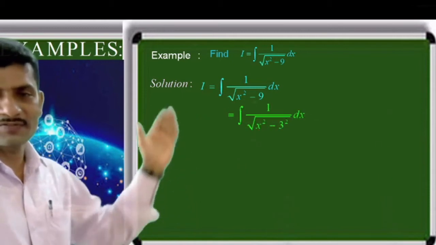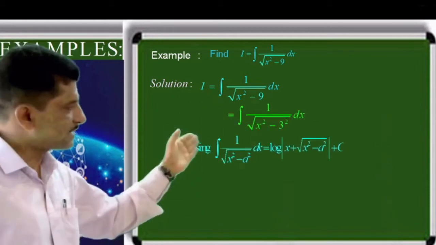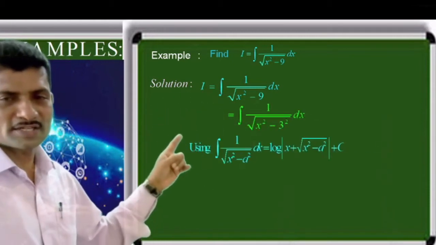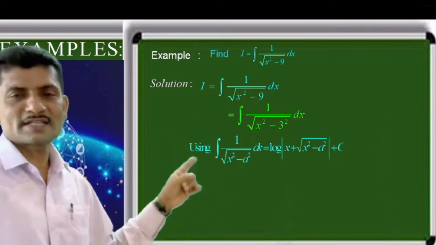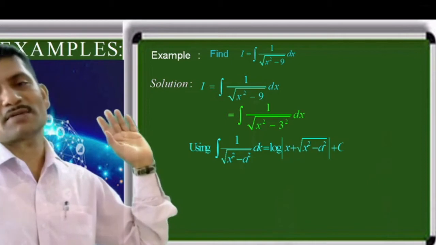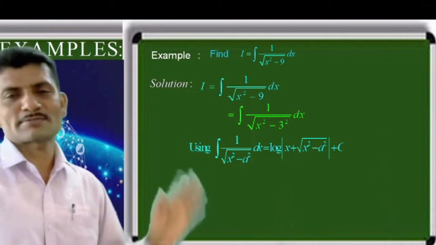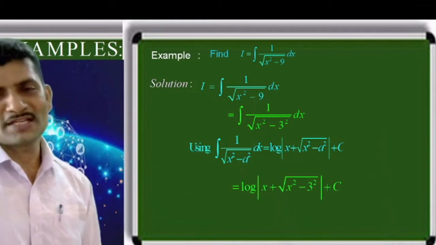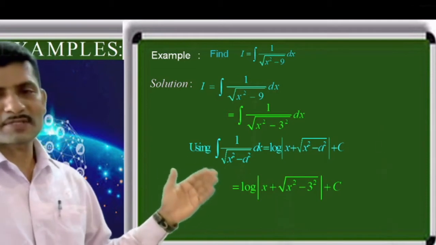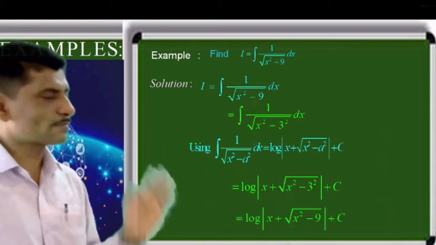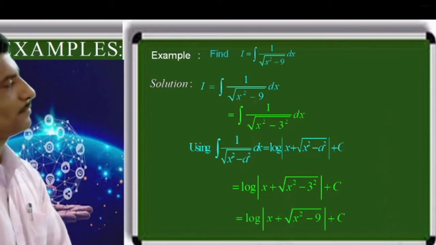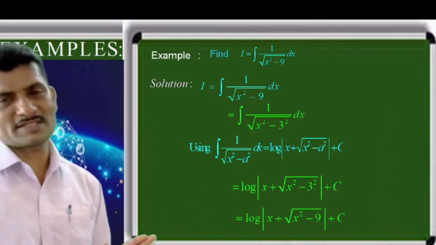Here 9 is 3 squared, so it is x squared minus a squared with a equal to 3. Using the formula, the integral of 1 divided by root of x squared minus a squared dx is log of x plus root of x squared minus a squared. Substituting a equal to 3, the answer is log of x plus root of x squared minus 9, plus the integral constant.